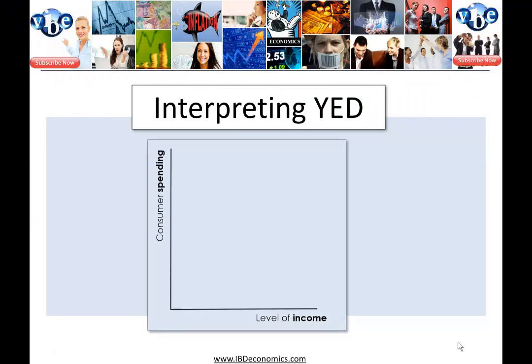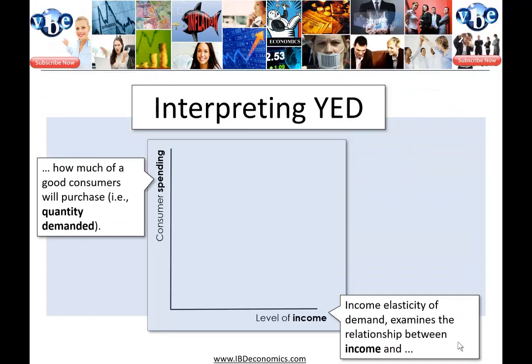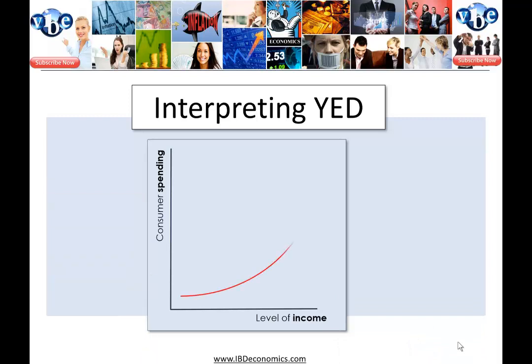And if we put this information into a graph with consumer spending on the y-axis and level of income on the x, we will see different patterns of consumer spending as a function of level of income here. So consumer spending, how much of a good consumers will purchase, we're talking about quantity demanded here. Income elasticity of demand examines the relationship between income and how much of a good consumers will purchase.